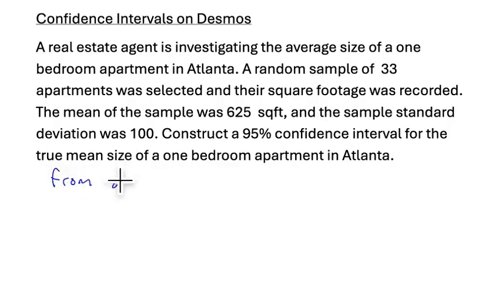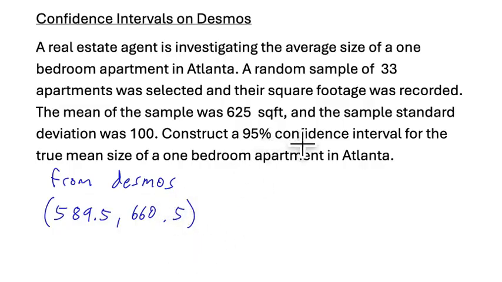So we're going to clarify that we got our confidence interval from Desmos, and we can write it in interval notation. So we are 95% confident that the true mean size of a one-bedroom apartment in Atlanta is between 589.5 and 660.5 square feet.